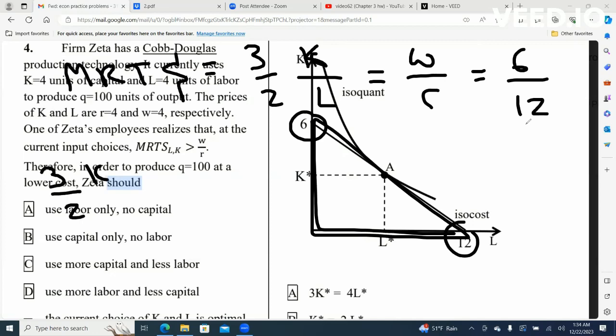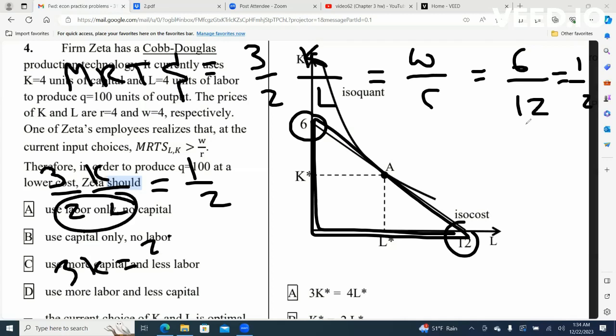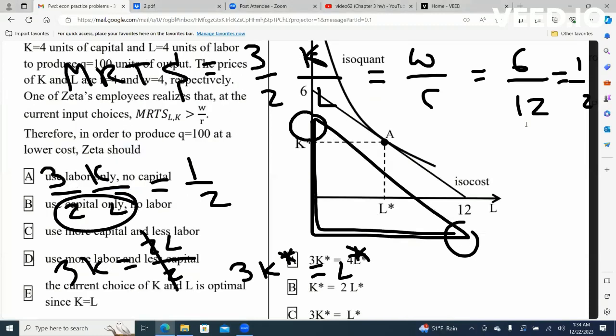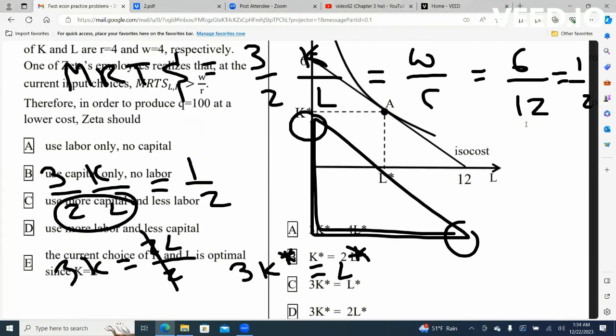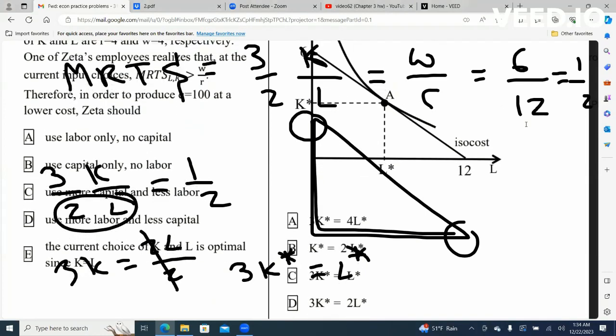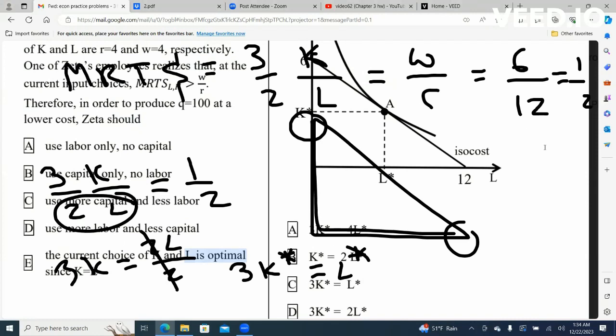I get 3/2 K over L equals 6 over 12, which is a half. Multiply both sides by 2L. I see the 2's canceling. I see 3K star equals 1L star. Which one is that? That one is going to be C there, isn't it? Okay, so that's number 4. Let's jump into the next video.